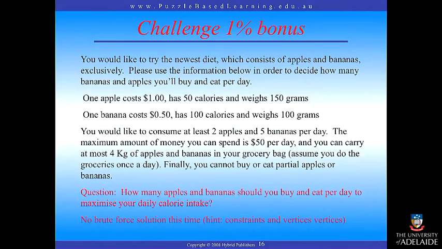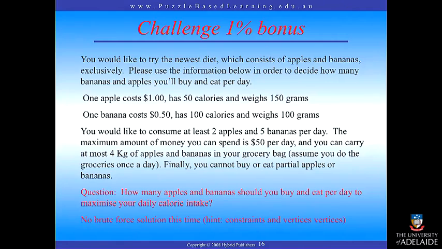Okay, so you would like to try the newest diet, which consists of apples and bananas. Please use the information below in order to decide how many bananas and apples you will buy and eat per day. One apple costs $1, has 50 calories, and weighs 150 grams. One banana costs 50 cents, has 100 calories, and weighs 100 grams. You would like to consume at least 2 apples and 5 bananas per day.